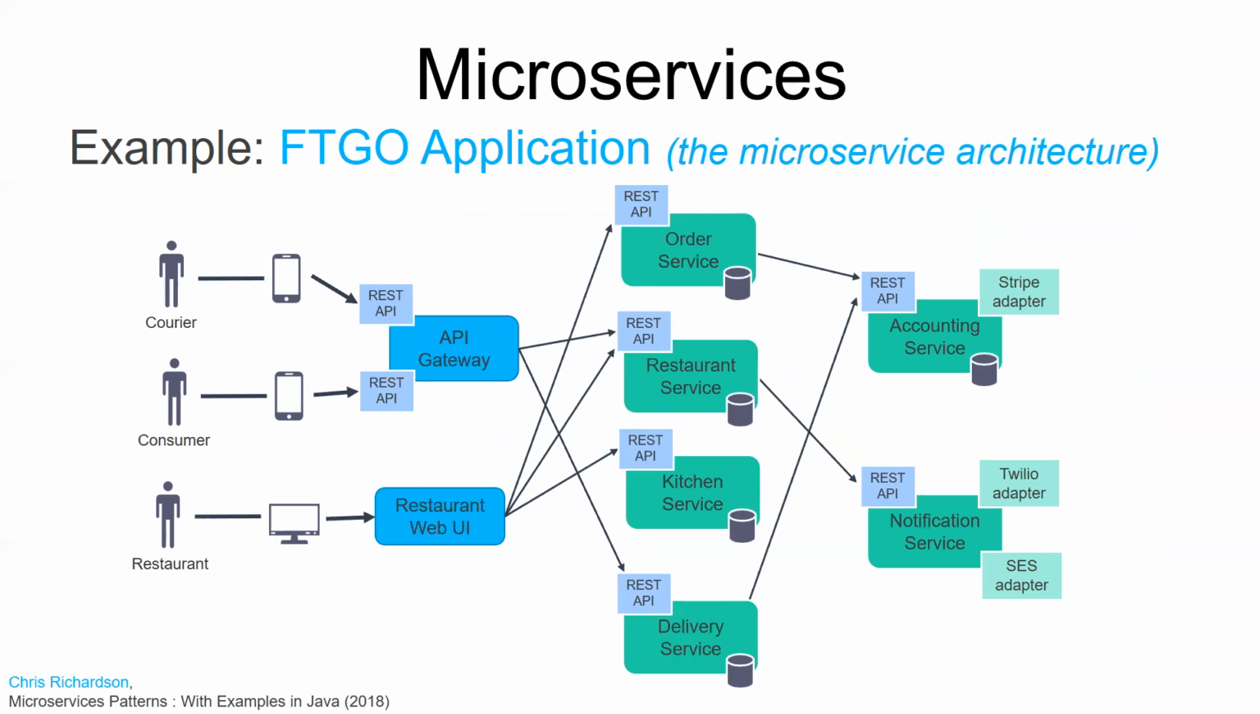The backend services include the order service to manage orders, the delivery service that manages delivery of orders from restaurants and to consumers, the restaurant service that maintains information about restaurants, the kitchen service for managing the preparation of orders, the accounting service to handle billing and payments, in addition to the notification service to send messages and emails. As I said, all these services collaborate via APIs.